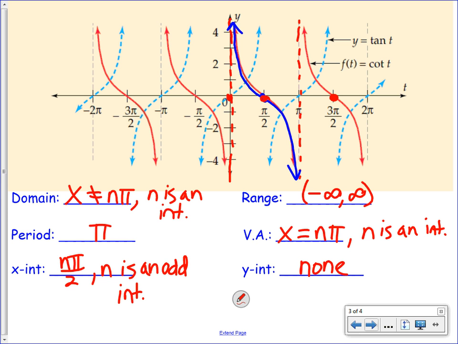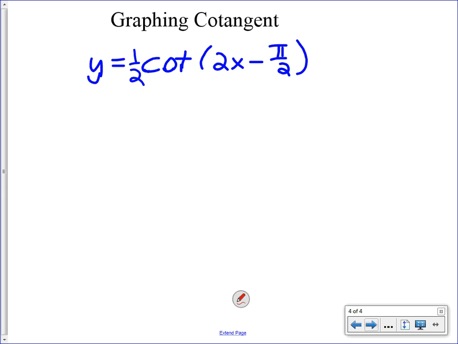But the period that we're going to transform is the part that I highlighted in blue, which is from 0 to pi. Okay, so the key thing to remember with cotangent is that your left VA is at 0 and your right VA is at pi, because we're going to use those to transform the graph. Okay, so let's look at an example. So we want to try to graph y equals 1/2 times cotangent of 2x minus pi over 2.